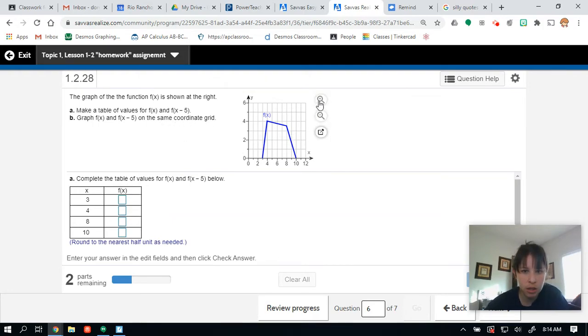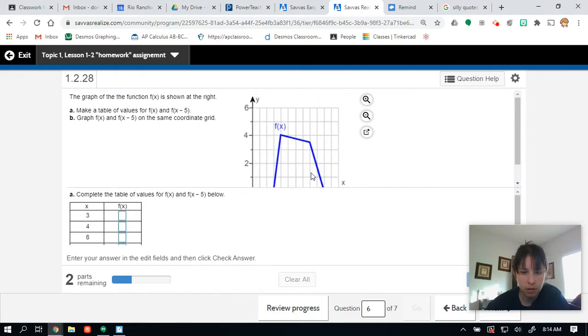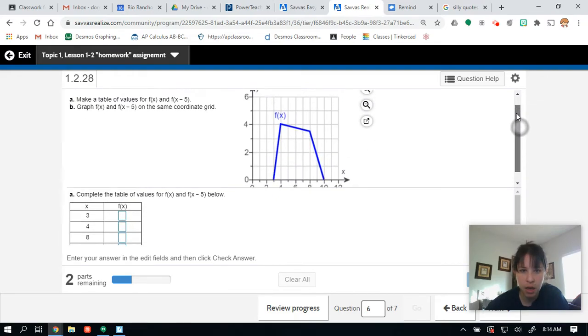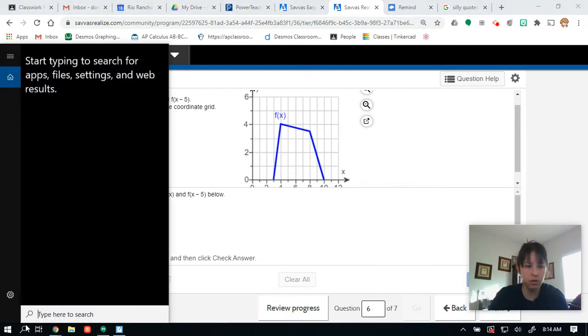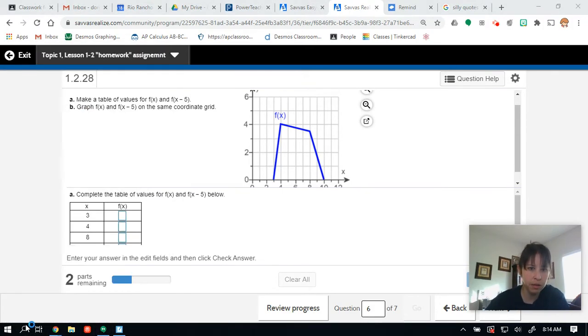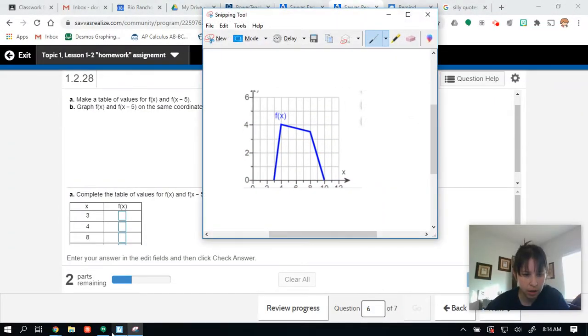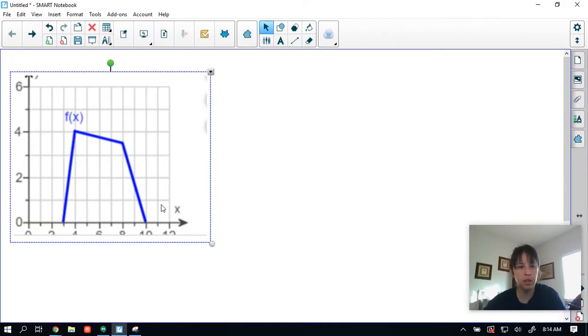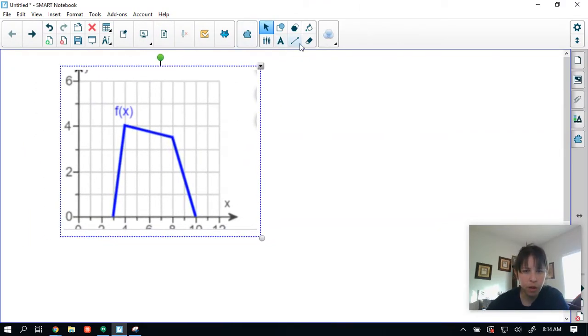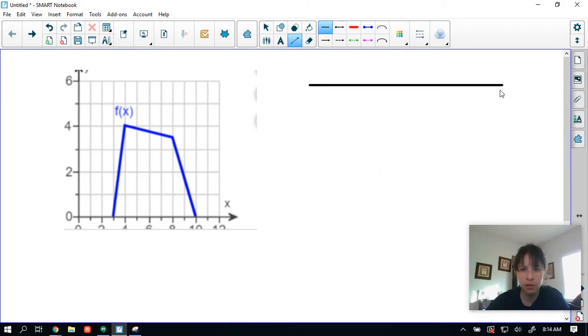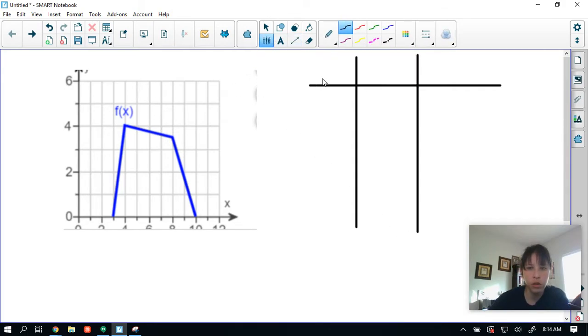So let's start there. I'm going to zoom in a little bit. I am going to use my snipping tool so I can grab this image, and I'm going to take it over to Smart Notebook. I can kind of see those numbers at the bottom. Let's see if they're good enough. And what I'm going to do is build my table. So I'm going to have my x values here.